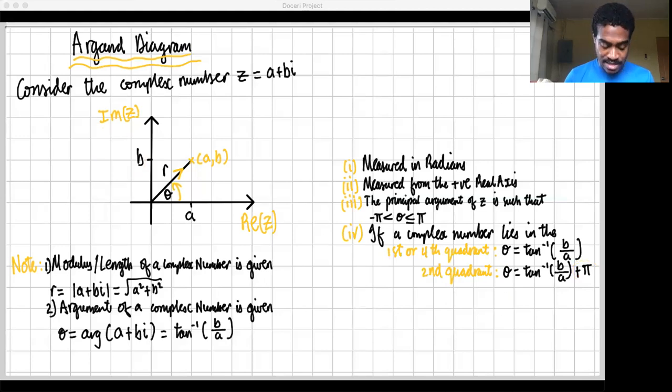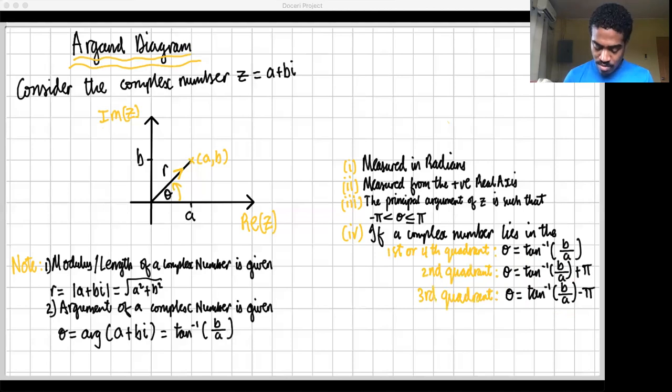And lastly, if the complex number lies in the third quadrant, what we need to do is minus pi to tan inverse of the imaginary on the real part. And that would give us our answer for the argument for that complex number. So that is the last thing to do there. So this is what you would do there if it lies in the third quadrant, minus pi.